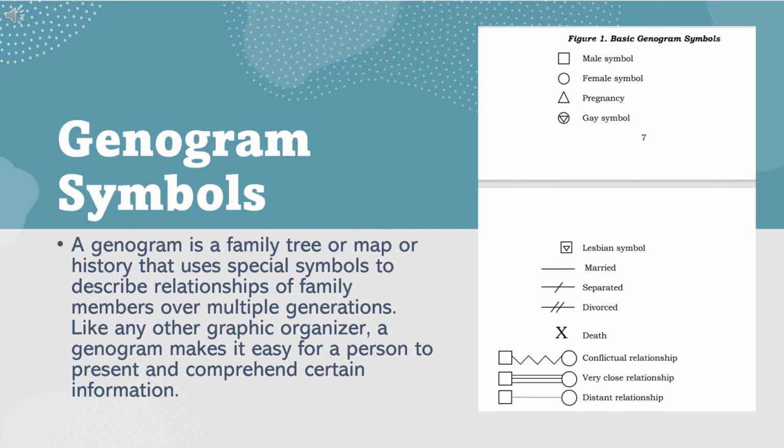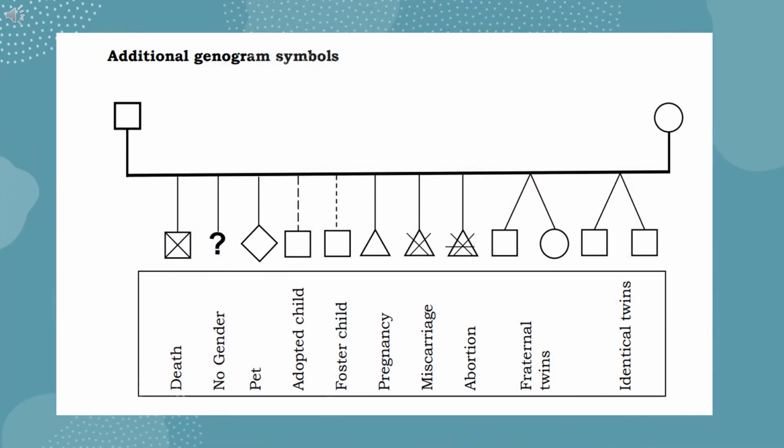A genogram is a family tree or map or history that uses special symbols to describe the relationships of family members over multiple generations. Like any other graphic organizer, a genogram makes it easy for a person to present and comprehend certain information. Additional genogram symbols.